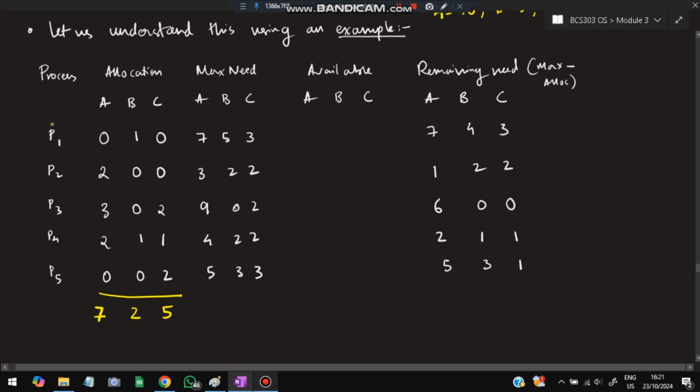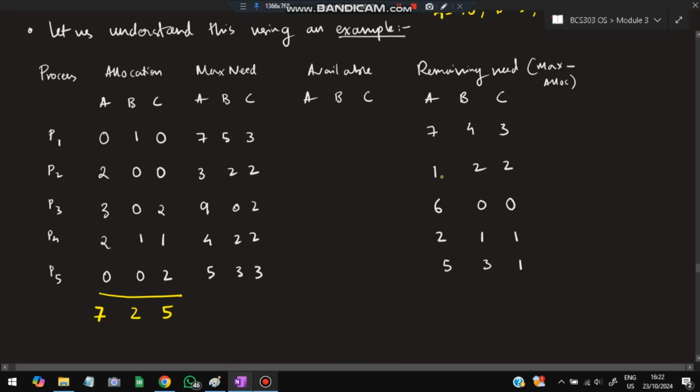Now P1, if it wants to execute totally, wants 7 A's, 5 B's, and 3 C's. P2 wants 3 A's, 2 B's, and 2 C's. That is the maximum need of each of these resources to get executed. Now available means how much is available at one point of time, which we will fill as we go. And for remaining need: maximum need is 7, 5, 3, but allocated already is 0, 1, 0. So the remaining need is 7 minus 0, 5 minus 1, and 3 minus 0, that is 7, 4, 3. The remaining need for P2 is 3, 2, 2 minus 2, 0, 0, that is 1, 2, 2.